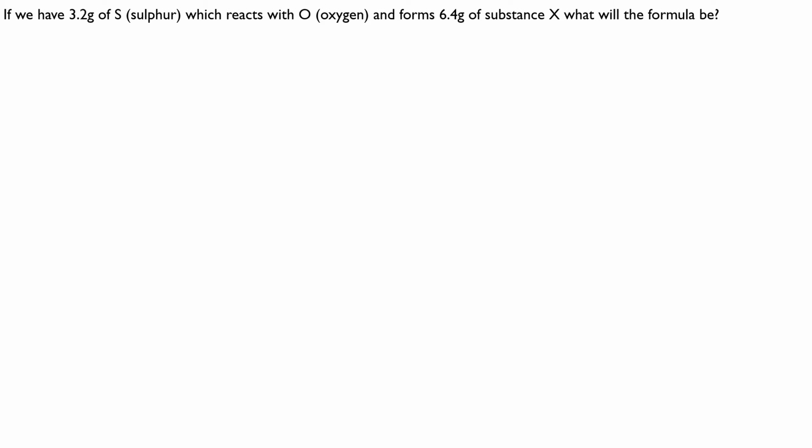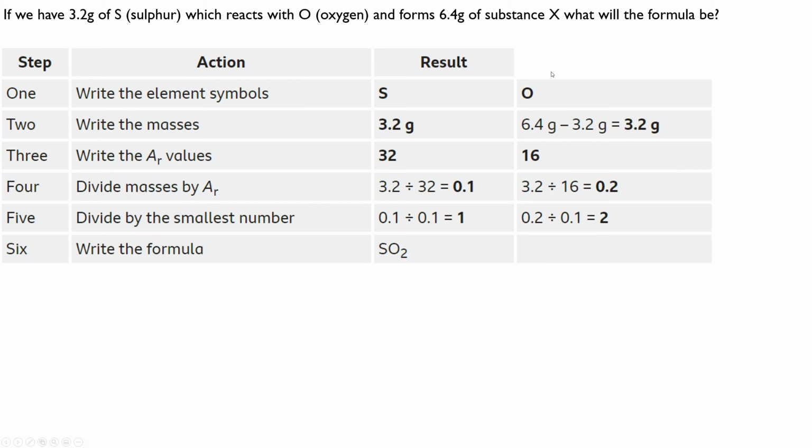So here we have 3.2 grams of S, sulfur, which reacts with O, oxygen, and forms 6.4 grams of substance X. If you could tell me what substance X is at the end, I'll be very pleased. What will the formula be?